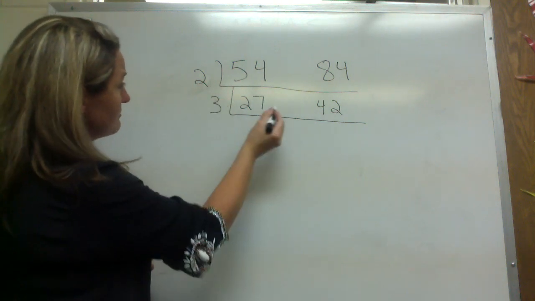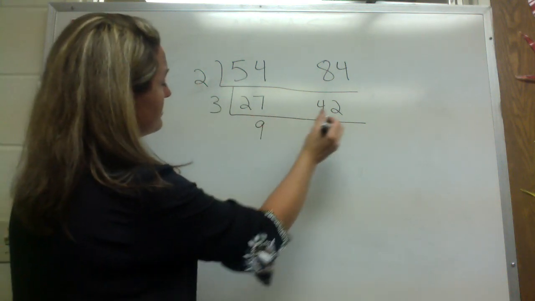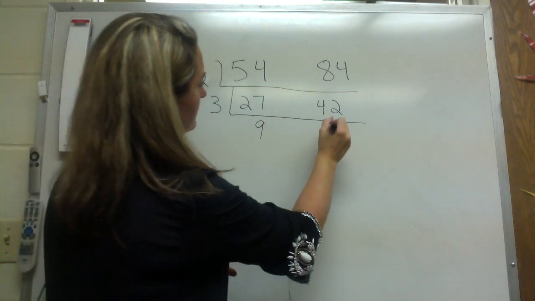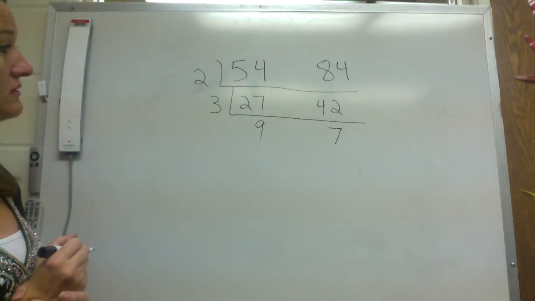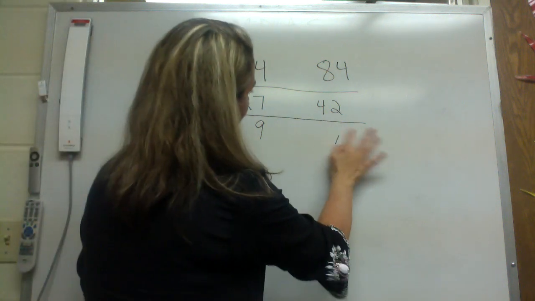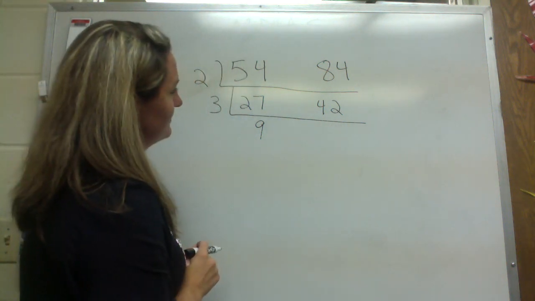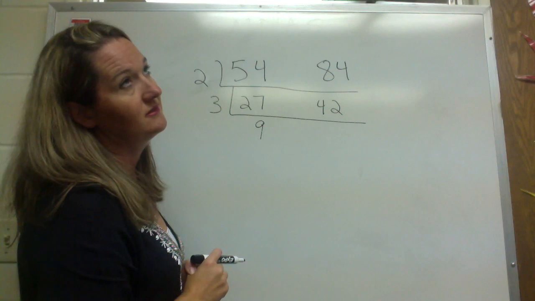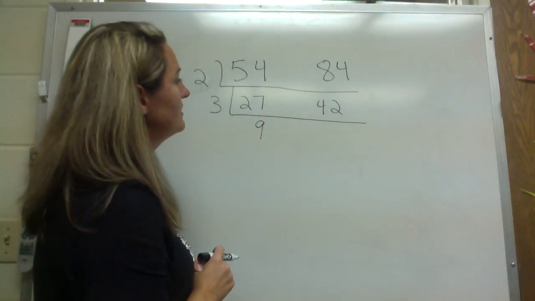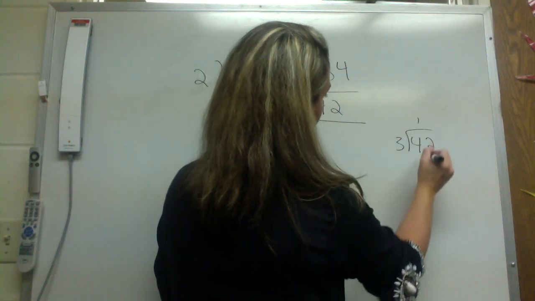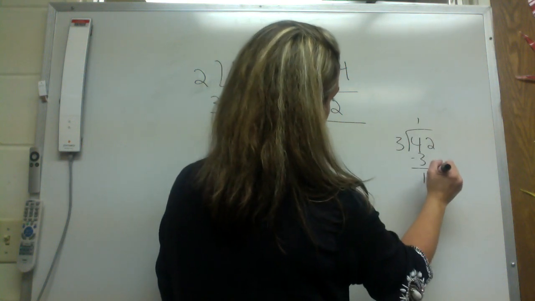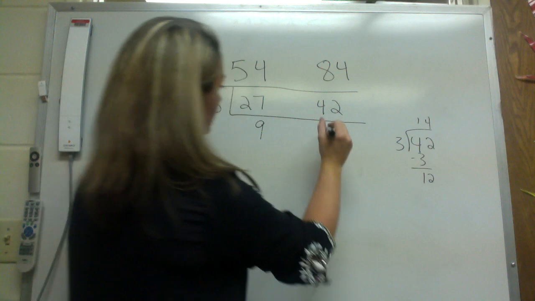Okay, so now let's go ahead and divide 27 by 3. That's 9. 42 divided by 3, that's 7. No, that's not 7. I'm blanking out. Let me just figure it out. 42 divided by 3 is 14. Well, that sounds much better.